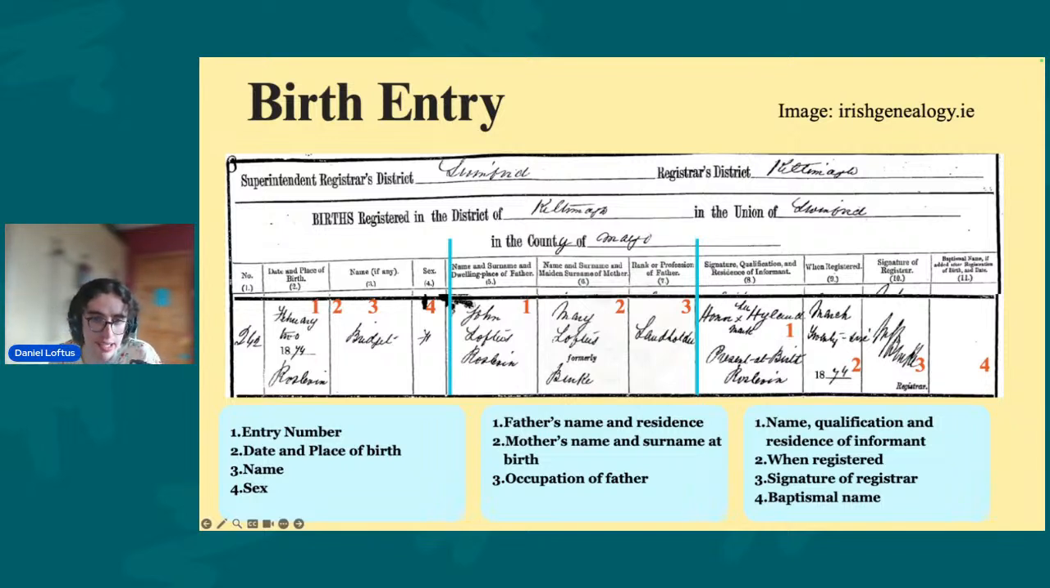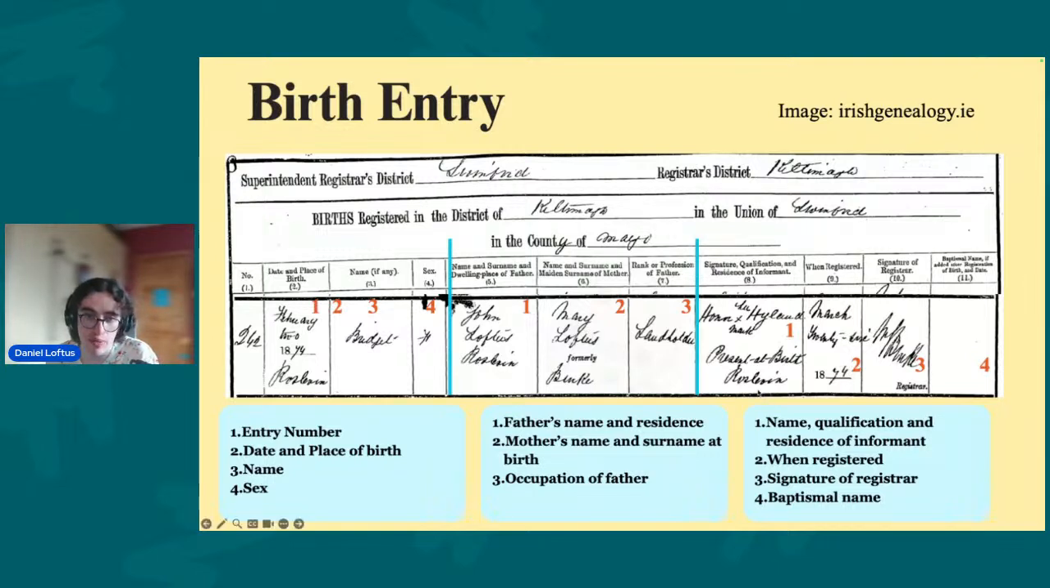Then the next column is the informant. So Honor Highland is her name, or Honora. It could be some name like that. And in between her name, we've got a little X, which means it was her mark, so it was her signature. That was typically seen in people who were illiterate and couldn't read and write.